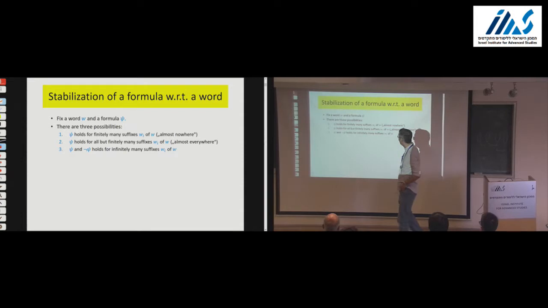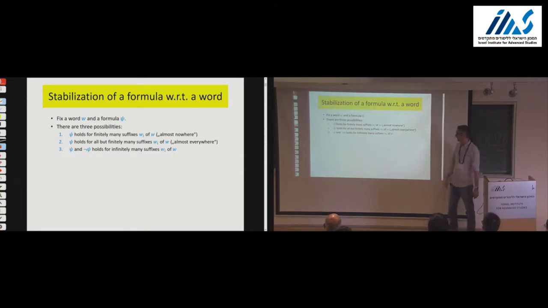Okay, so we need to talk about what it means that the formula stabilizes with respect to a word, right? And for that, you just fix a word W, you fix a formula psi, and then there are only three possibilities. Either psi holds for finitely many suffixes of the word, almost nowhere, so from some point on it does not hold anymore. Or it holds for all but finitely many suffixes of the word, so almost everywhere, right?